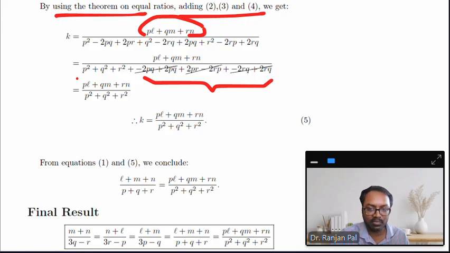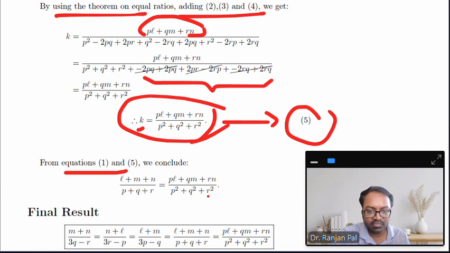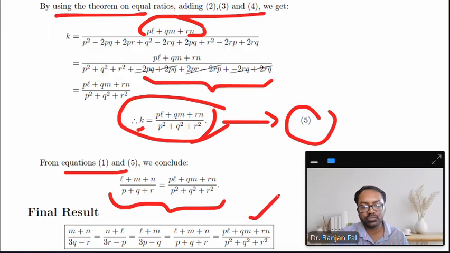So we can cancel them out. And this is where we arrive at. And this expression is also equal to k. And we can name this as equation 5. Now from equations 1 and 5, we can conclude that since both of them are equal to k, these two ratios are equal. And finally, we prove that all the given ratios are equal.